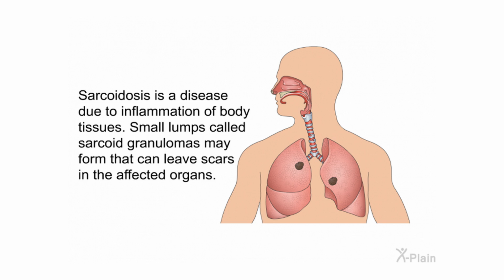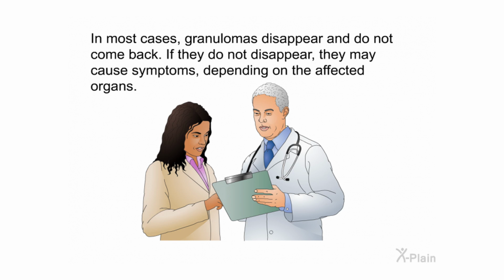Summary. Sarcoidosis is a disease due to inflammation of body tissues. Small lumps called sarcoid granulomas may form that can leave scars in the affected organs. In most cases, granulomas disappear and do not come back. If they do not disappear, they may cause symptoms, depending on the affected organs.